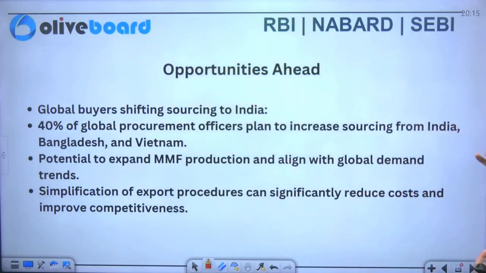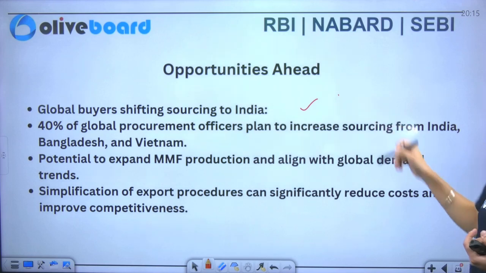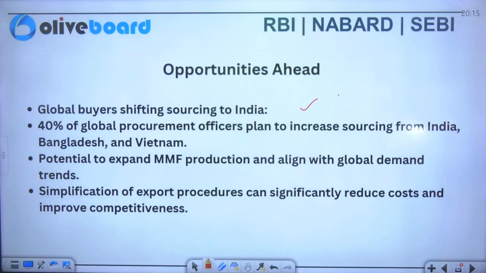So you can see global buyers are shifting sourcing to India. 40% of the global procurement officers plan to increase their sourcing from India. Bangladesh and Vietnam have a potential to expand their MMF production and align with the global demand trends. Simplification of export procedures is there. It can significantly reduce the cost and improve the competitiveness.